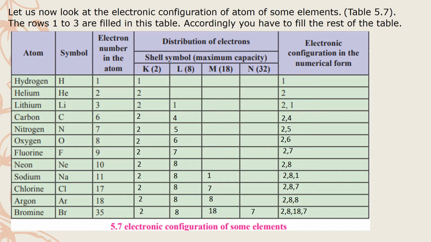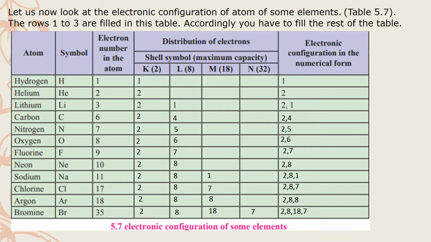Now the next atom is fluorine. Symbol will be capital F. Electron number in the atom is 9. In the K shell there are 2 electrons, in the L shell there are 7 electrons. So electronic configuration will be 2, 7. Now the next atom is neon. Symbol for that is capital N, small e. Electron number in the atom is 10. Distribution of electrons will be 2 electrons in the K shell and 8 electrons in the L shell. So electronic configuration will be 2, 8.